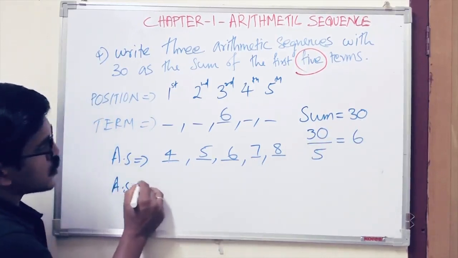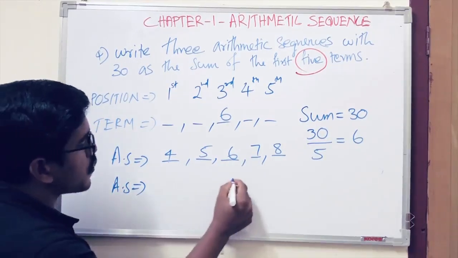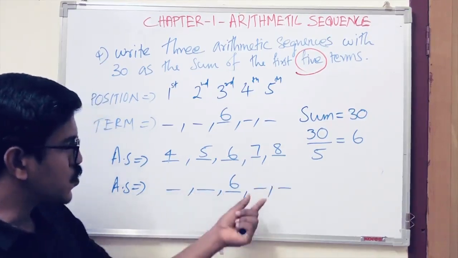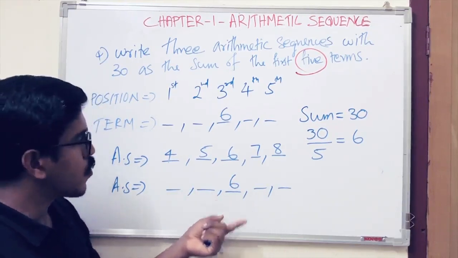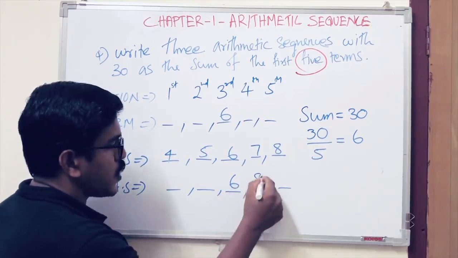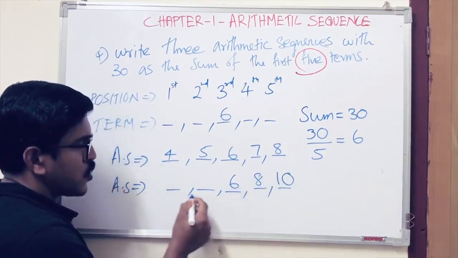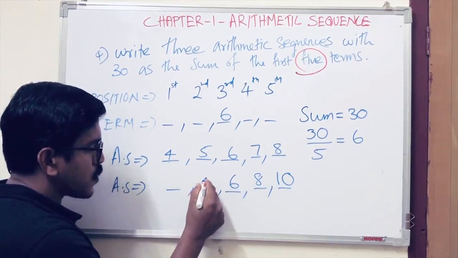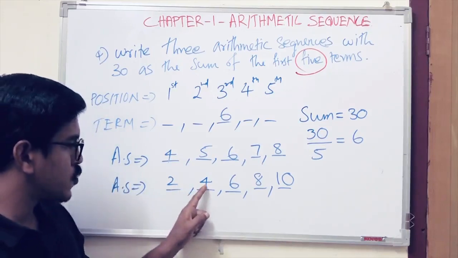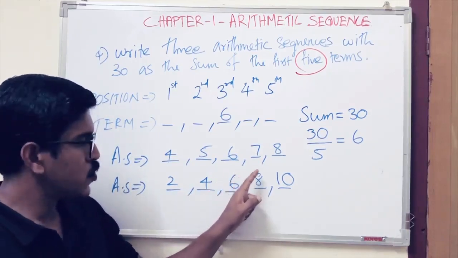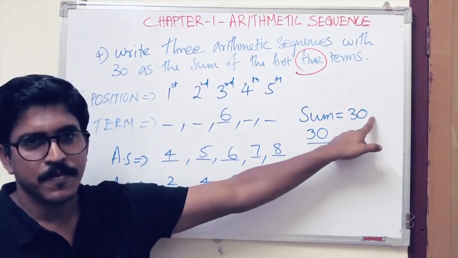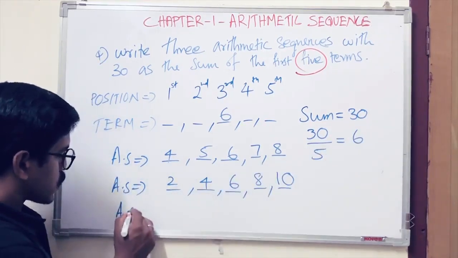Again, we can construct the arithmetic sequence by fixing 6 as a center number. We can choose any number as the common difference. If you are taking 2 as the common difference, then 6 plus 2 is 8, 8 plus 2 is 10. Here we need to subtract, that is 6 minus 2, 4 will come, 4 minus 2, 2 will come. So 2 plus 4 is 6, 6 plus 6 is 12, 12 plus 8 is 20, 20 plus 10 is 30, that is the sum. Again, one more we can construct here.